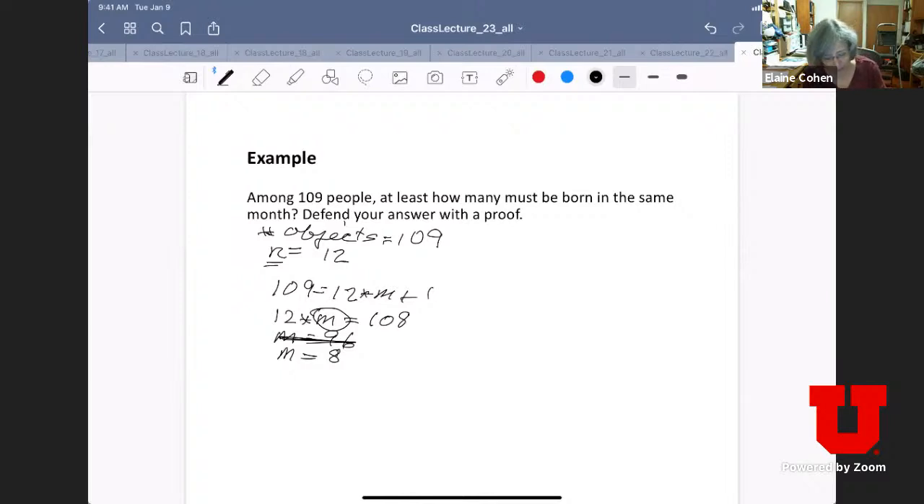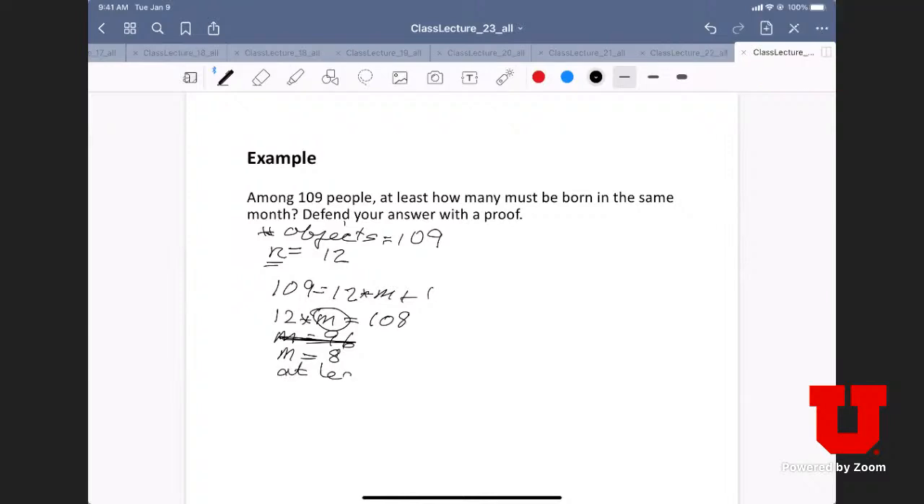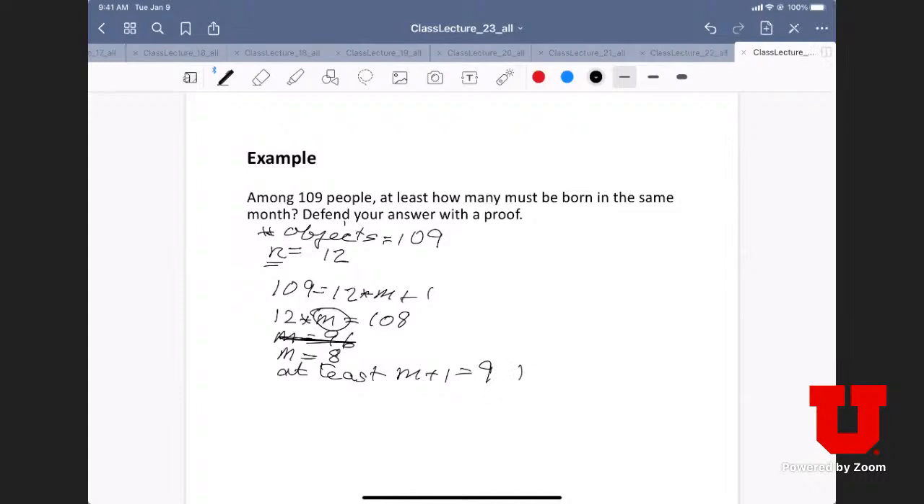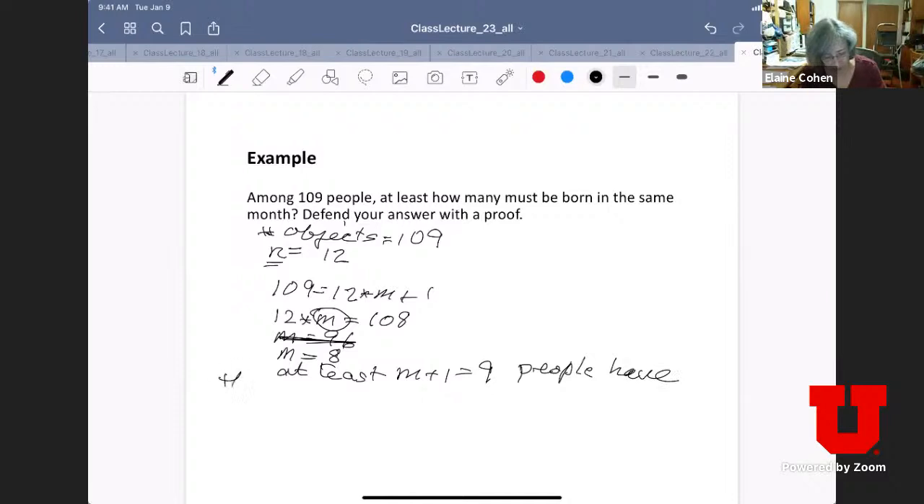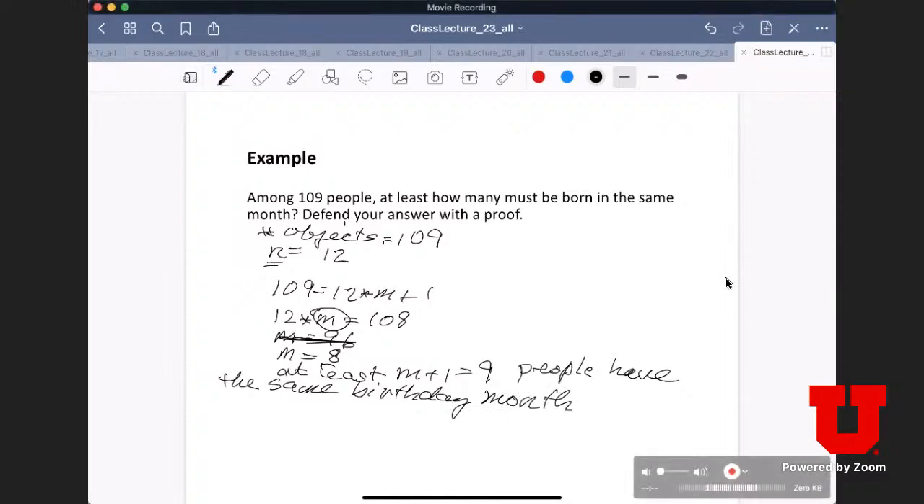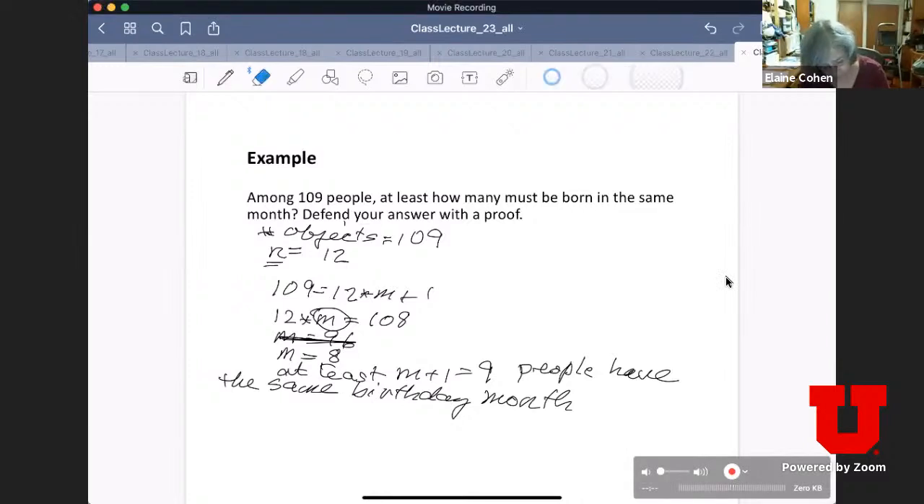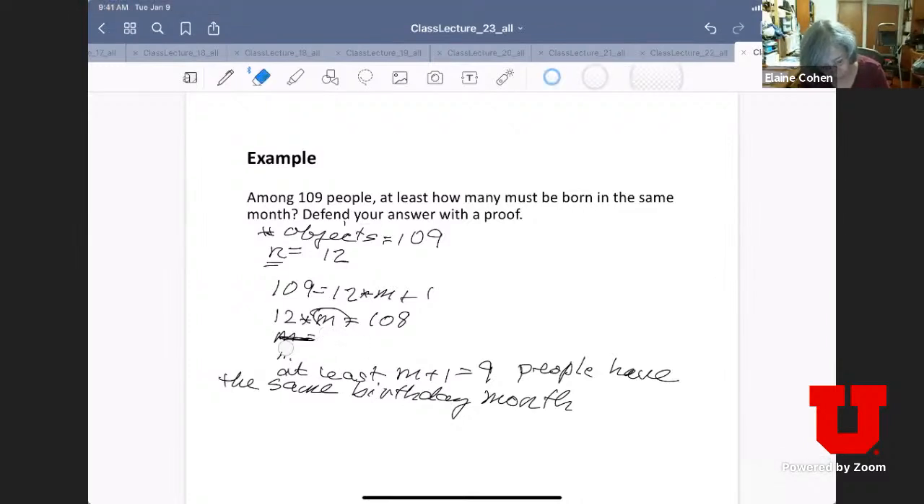By the pigeonhole property, at least M plus 1 equal to 9 people have the same birthday month. Dr. Cohen, I think you made a calculation error. I think that means 9. 108 divided by 12 is 9, not 8. Oops, you were right. Well, 96 was, so I got that wrong. I got 96 right. You were right.